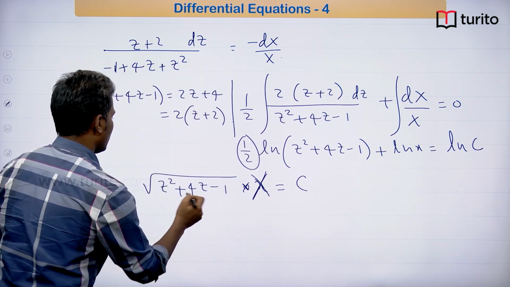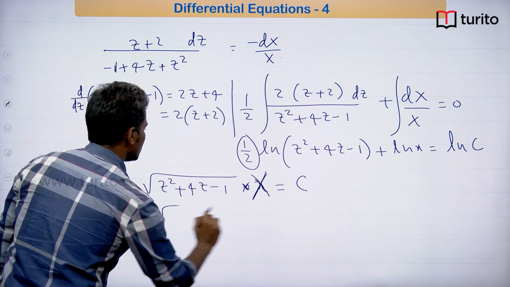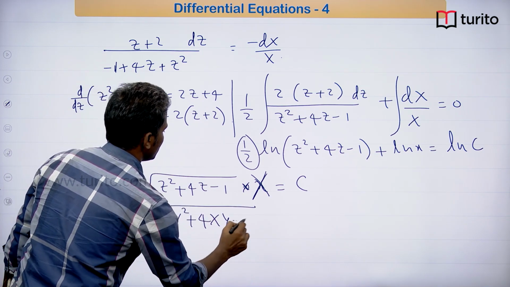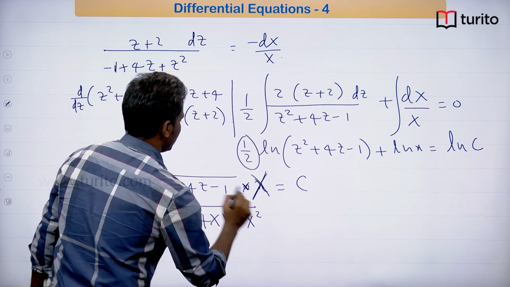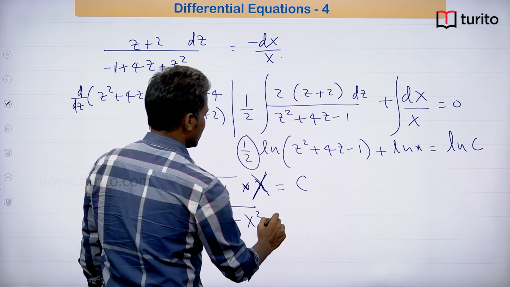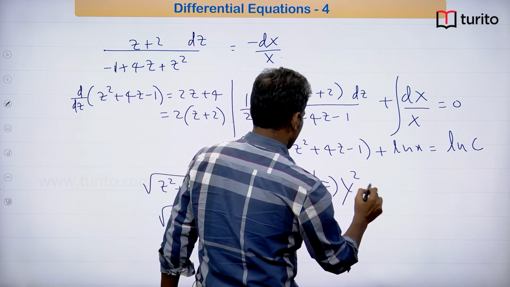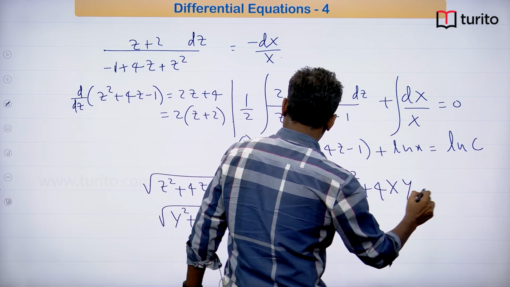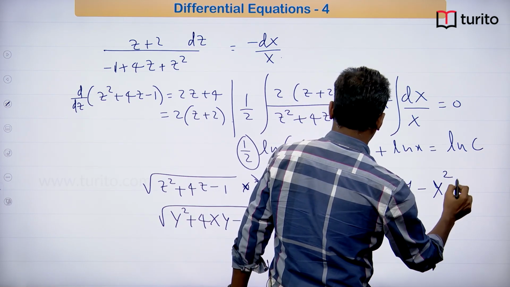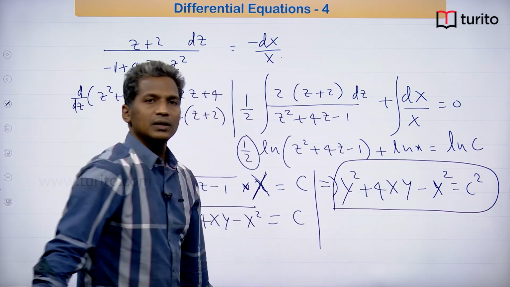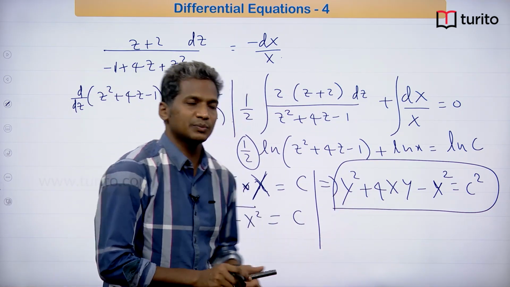Okay, so then what happens? Here it becomes root of y square plus 4xy minus x square, and x gets cancelled, equal to c, which is also the same as y square plus 4xy minus x square is equal to c square. This is our solution. Now again we have to go for the reverse substitution.